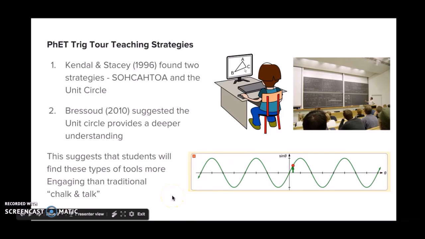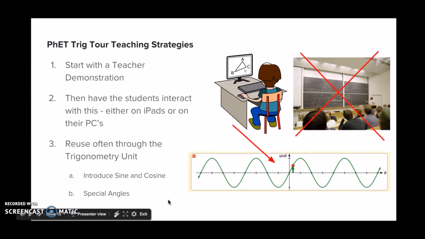Now, using Trig Tour in the classroom has been reinforced by some research from Kendall and Stacey. They found back in 1996 that there's two real strategies for teaching trig, either the SOHCAHTOA model, which is where you're really relying on triangles, or using the unit circle. And Brissaud in 2010 has suggested that the unit circle provides a much deeper level of understanding for students as they're starting to get to using trigonometry and learning about it in the classroom. So rather than using a traditional chalk and talk approach, having students play with the PhET application will lead to a much deeper level of understanding.